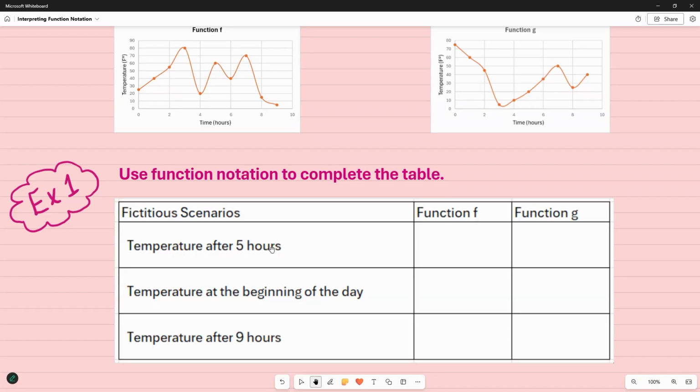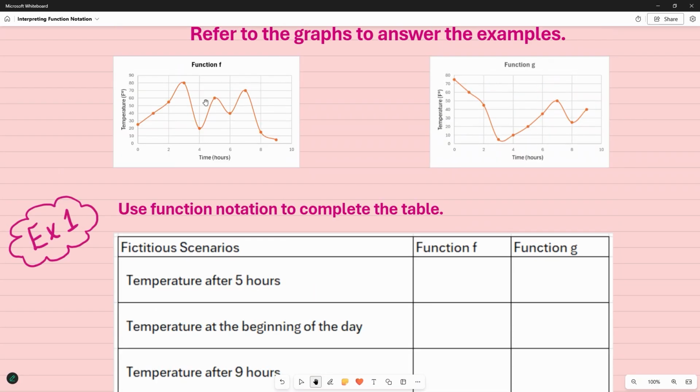Temperature after 5 hours, function F. If I go to hours, that's my x, and I'm going to look for 5. 5 is approximately right here, and then my output is my y value. Where does this graph show the y output? It's at 60. So when you write this, it's going to be written as f of 5 is equal to 60. 5 again is your input, that's your x-axis, and then the entire output is f of 5, which is going to be 60.